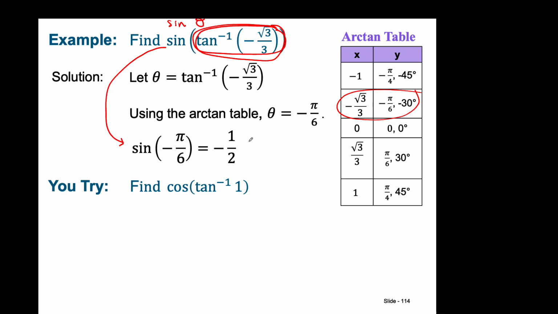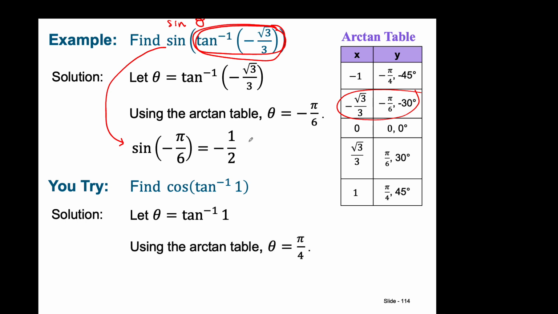Welcome back. Let's see how you did. If you wrote something along the lines of let theta equal the inverse tangent of 1, and then came up with theta being equivalent to pi over 4, doing great, on the right track. Then take that, put it back into our expression, cosine of pi over 4, which we know has a value of radical 2 over 2, then you got it right. Nice work.